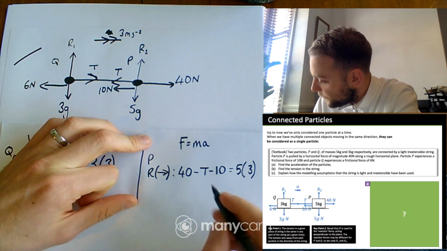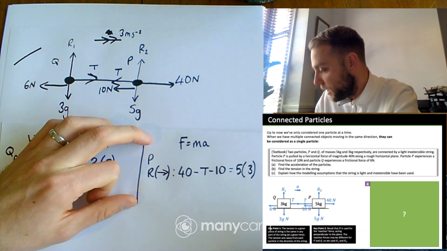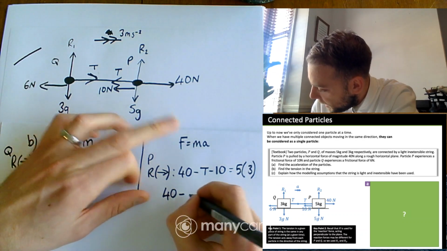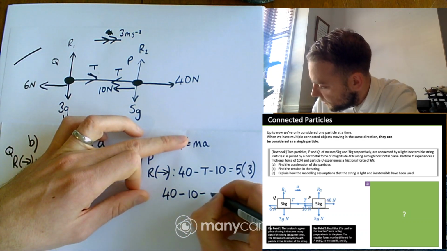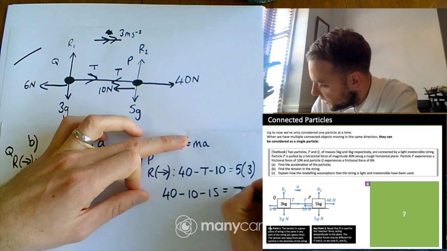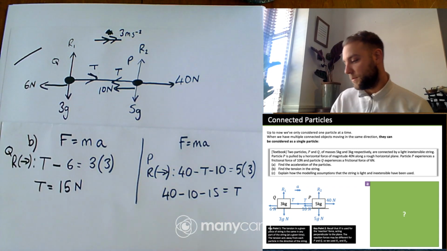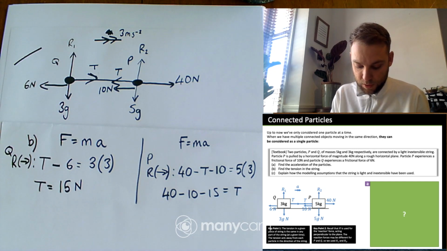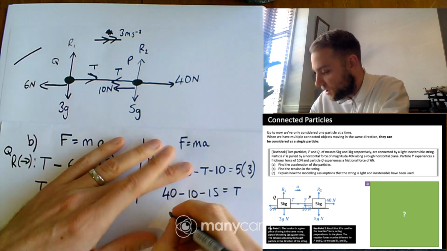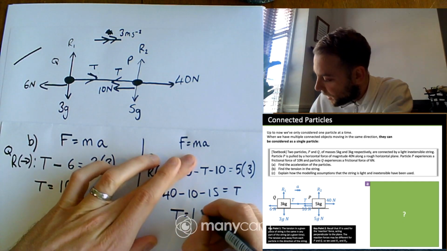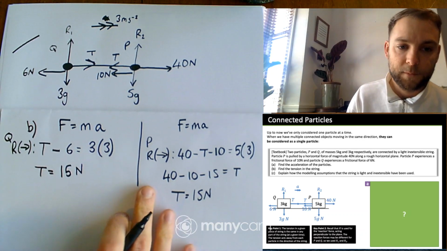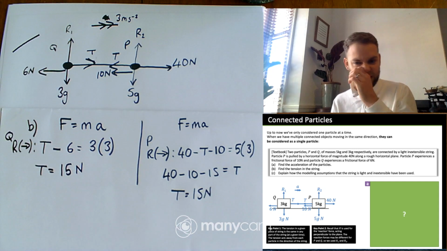So here, what we need to do now is we need to solve this. So we want to find T, so let's take T over, bring that 15 back. So I end up with 40 minus 10 minus 15 is equal to T. We already know what this is. Minus 10 minus 15 is equal to the tension, which is exactly the same as when we did it for Q, which is the 15 newtons there. Brilliant. So we know that we've done that right.